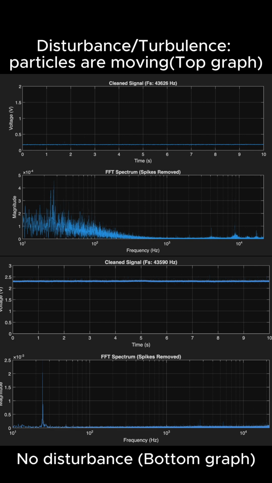When there is a disturbance in the system, particles are moving, so there is a Doppler frequency shift observed. In the magnitude frequency graph, there is a small peak seen near 10,000 Hz. This is the frequency difference of the two beams caused by the Doppler effect.